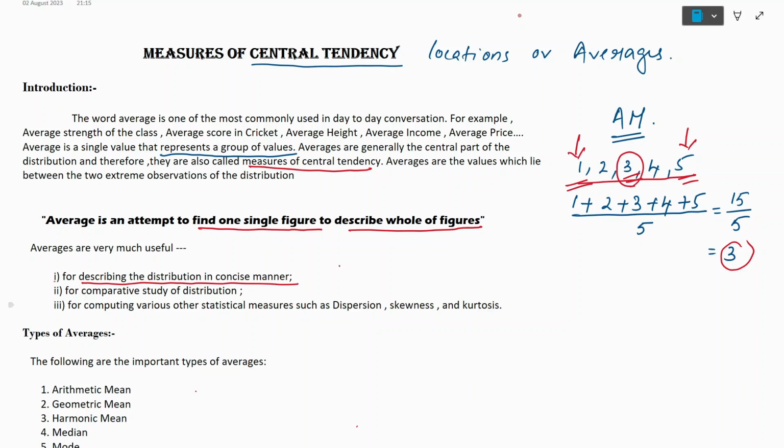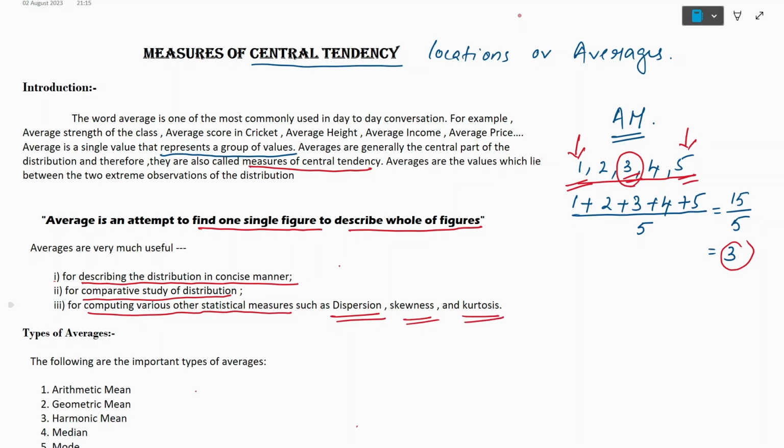Next, it is useful for the comparative study of distributions. Comparison is made either at a point of time or over a period of time. For example, the average height of BCom students can be compared with the average height of BSc students. In the same way, we can compare the average marks of that particular class with the average marks of the next division. And it is also useful for computing various statistical measures such as dispersion, skewness, and kurtosis.